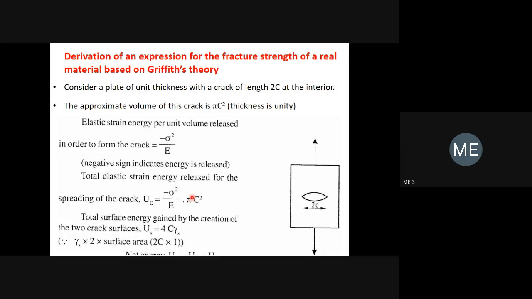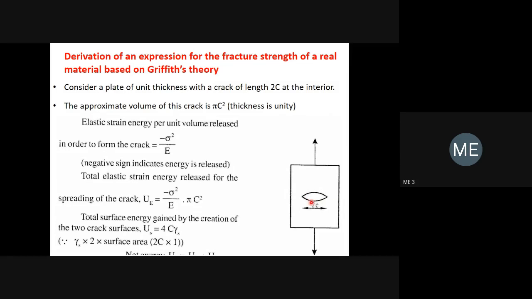But we have one more energy, that is nothing but surface energy. We know that surface energy of the material is a material property. Surface energy is given by gamma S. Gamma S refers to surface energy. But there are two surfaces.